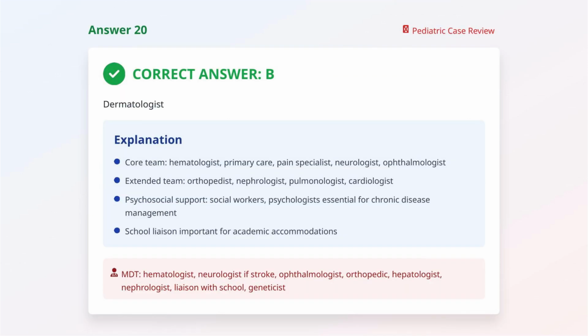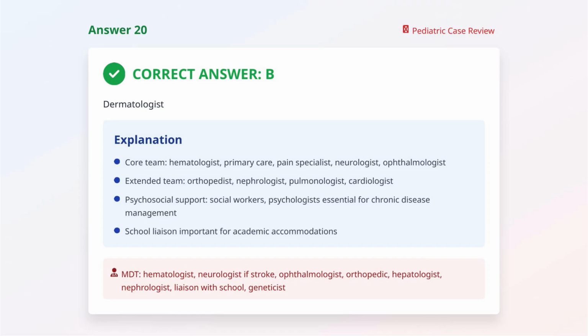The correct answer is B. A dermatologist is typically not part of the core multidisciplinary team for sickle cell disease management. The core team includes a hematologist, primary care physician, pain specialist, neurologist, and ophthalmologist. The extended team may include an orthopedist, nephrologist, pulmonologist, and cardiologist depending on specific complications. Psychosocial support with social workers and psychologists is essential for chronic disease management. A school liaison is important for academic accommodations.